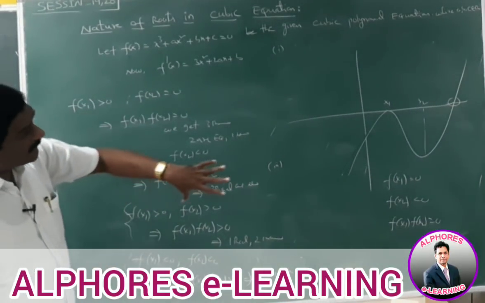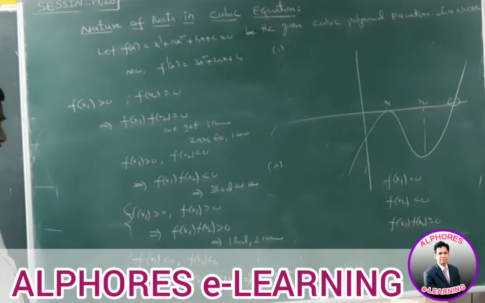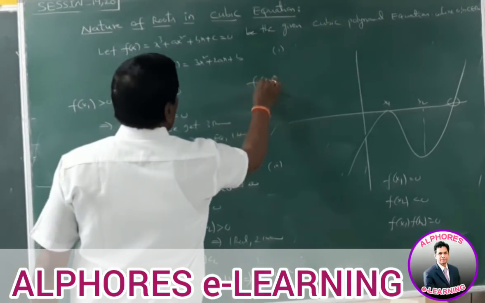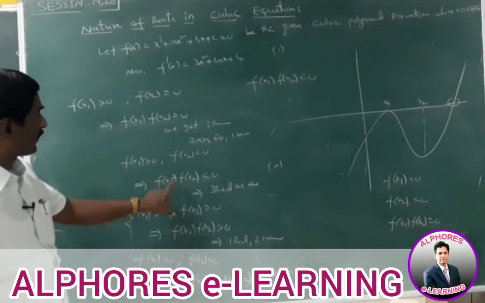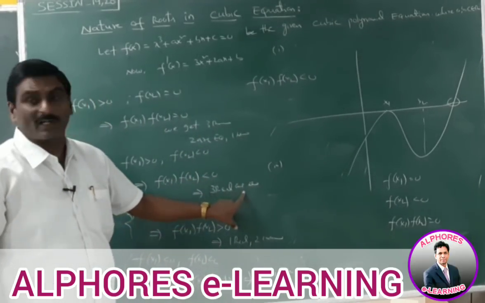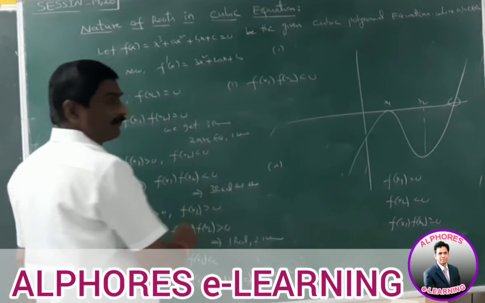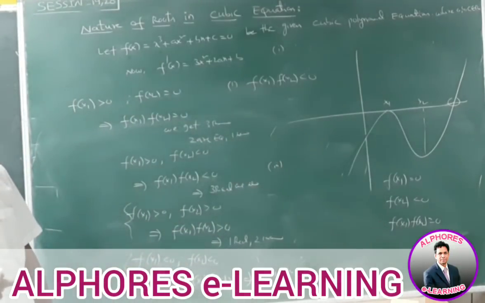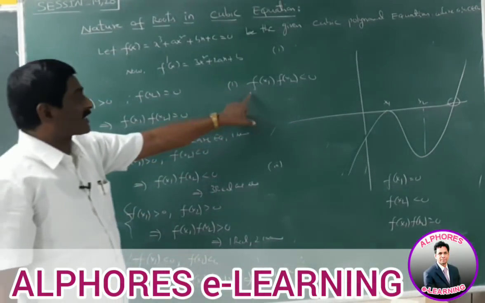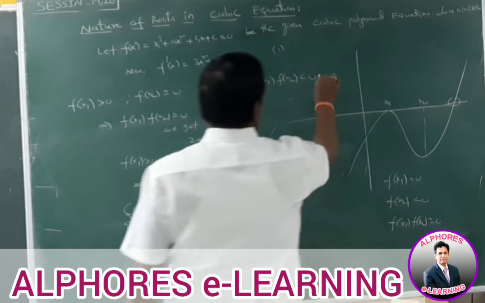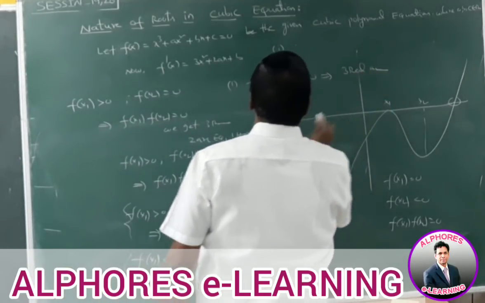Finally, by using these 5 conditions, we get only 3 cases. The cases are: if f of x1 into f of x2 is less than 0, we get 3 real and distinct roots. First one, okay. Let x1, x2 be the 2 real roots of f dash x equal to 0, such that f of x1 into f of x2 is less than 0, then we get 3 real and distinct roots.